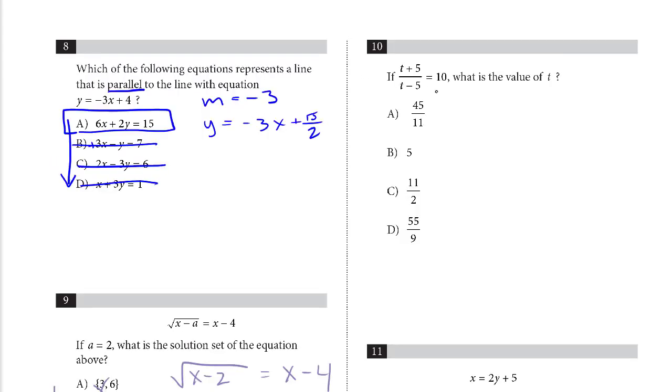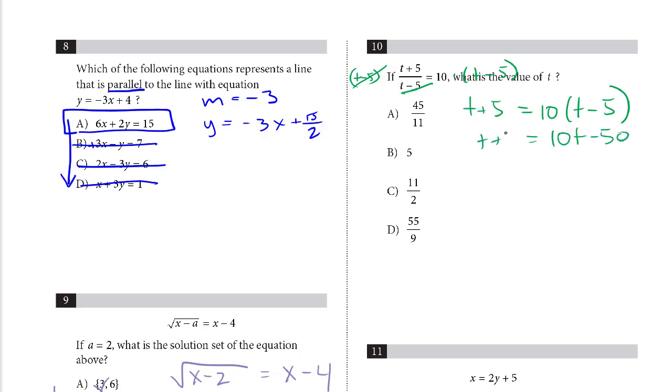10. If t plus 5 divided by t minus 5 equals 10, what is the value of t? Okay. Well, we could solve this algebraically as one approach. t plus 5 equals, multiply both sides by t minus 5, and we'll get on the other side 10 times quantity t minus 5. The t minus 5's cancel on the left. And we can distribute and solve. 10t minus 10 times 5 is 50.